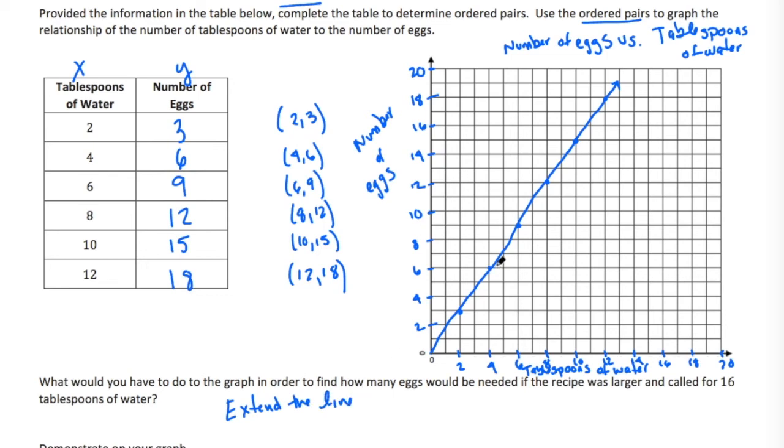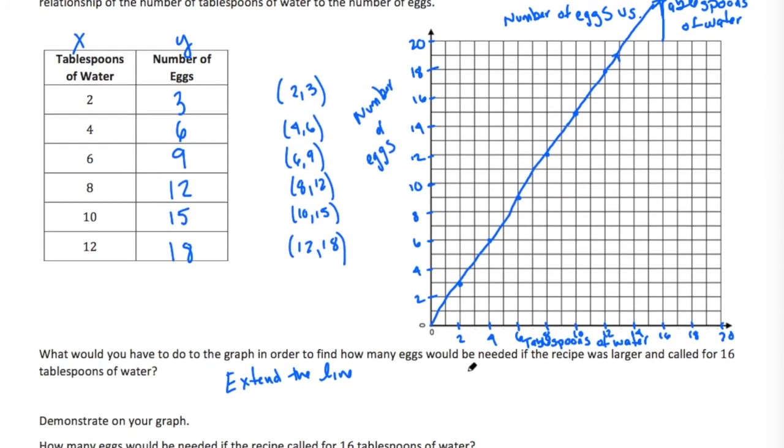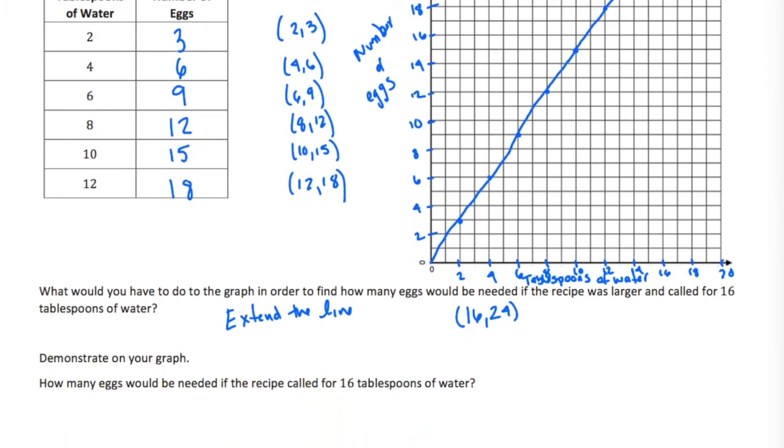If I'd gone by a bigger scale, we could have really seen this. But if we extended the line out here further and we followed up from the 16 on the x-axis, which is our tablespoons of water, we would have found a nice place where they meet. I'm sure you can follow along, that point would have been 24 eggs. So we would have gotten the point (16, 24), a little bit above the graph space that we have. So how many eggs would it have called for? 24 eggs. Great.